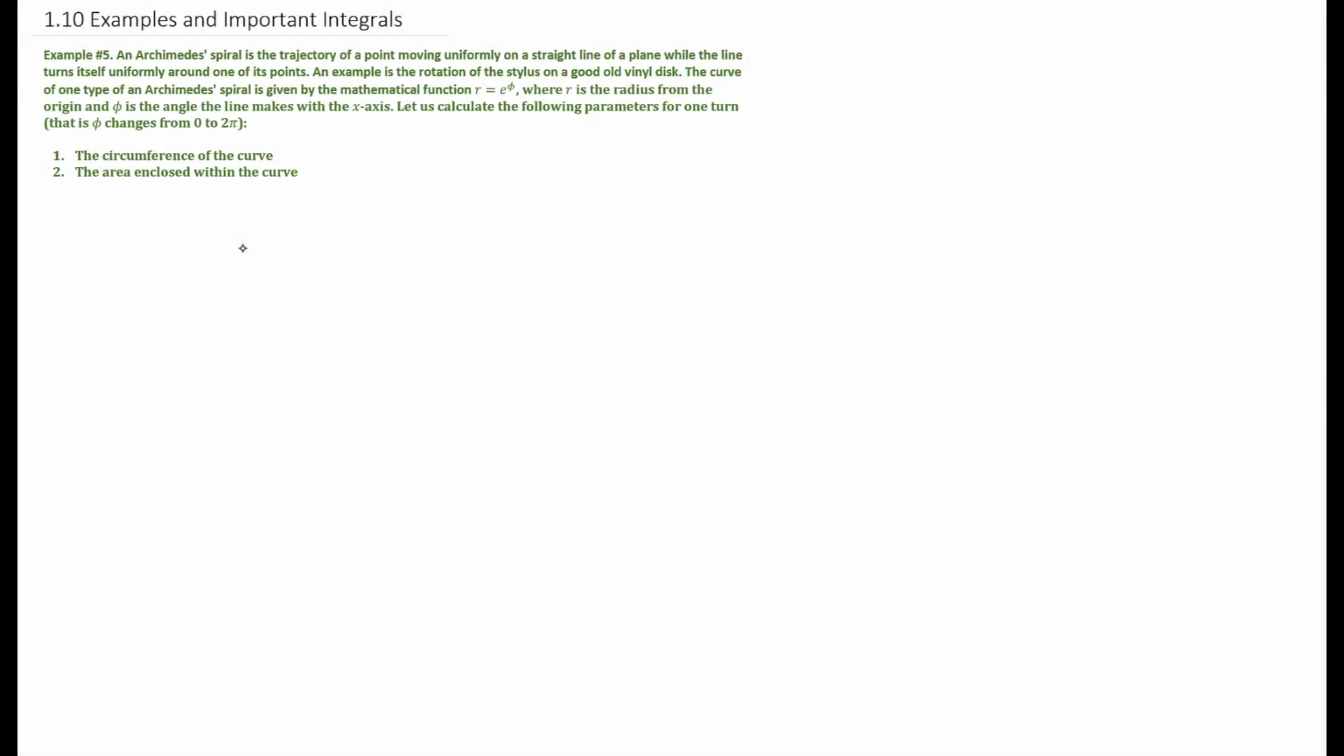So let's take a look at this problem. It's quite different. We're looking at an Archimedes spiral, which is the trajectory of a point moving uniformly on a straight line of a plane, while the line itself turns uniformly around one of its points. An example is the rotation of the stylus on a good old vinyl disc.